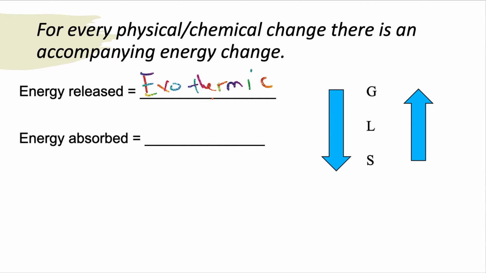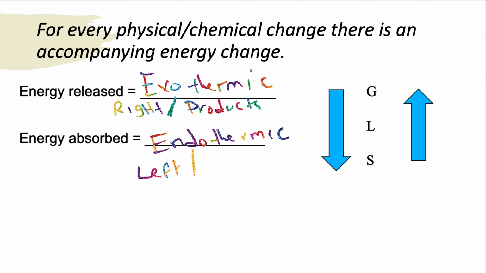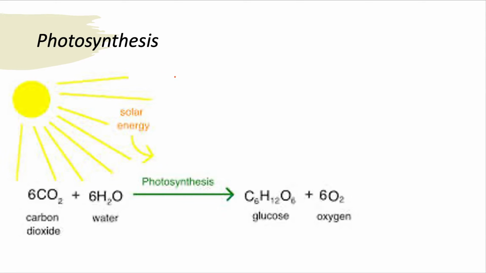In a chemical reaction, since it's exothermic and energy is being released, it would be found on the right hand side of the reaction, which is our product side. The next one is absorbed, which is entering, so endothermic, and it's on the left side, which is our reactants.